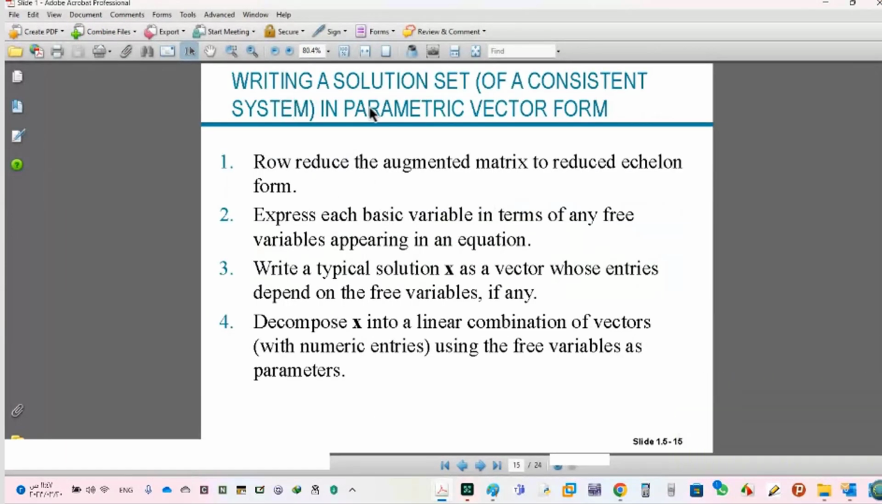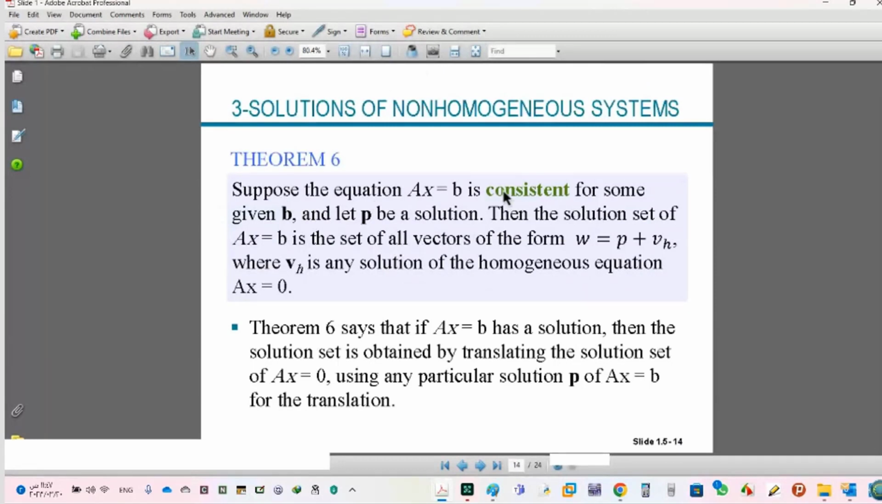Now, writing a solution set of a consistent system in parametric vector form. By the way, consistent means we have a solution, either one or many. Don't forget this one. Inconsistent means we don't have a solution. This is the first picture. So repeat: consistent means I have a solution, either one or many. Inconsistent means we don't have one.